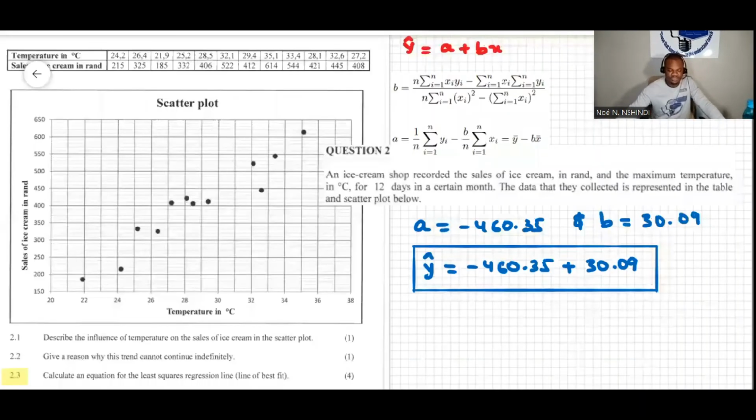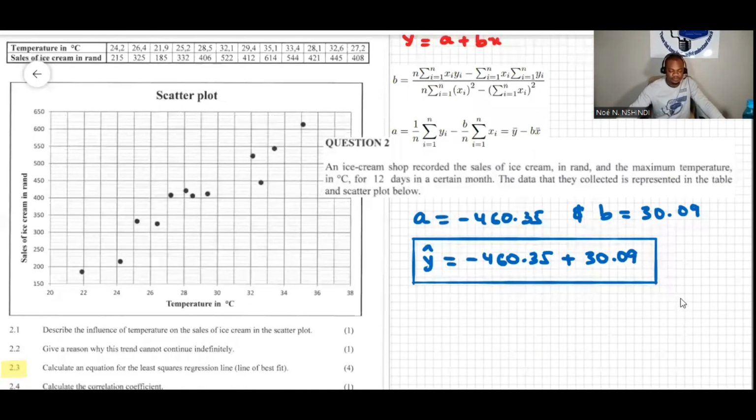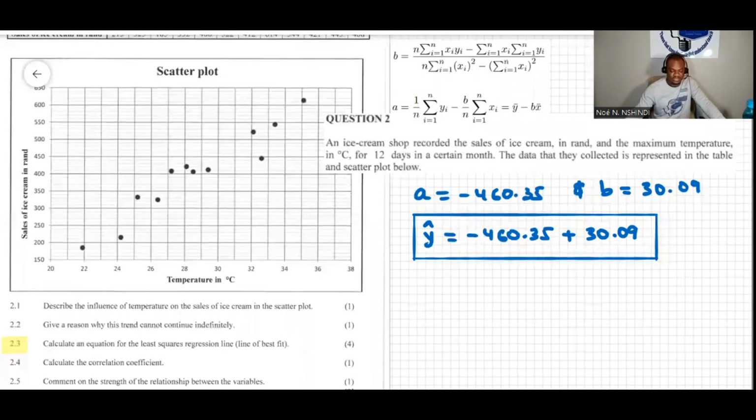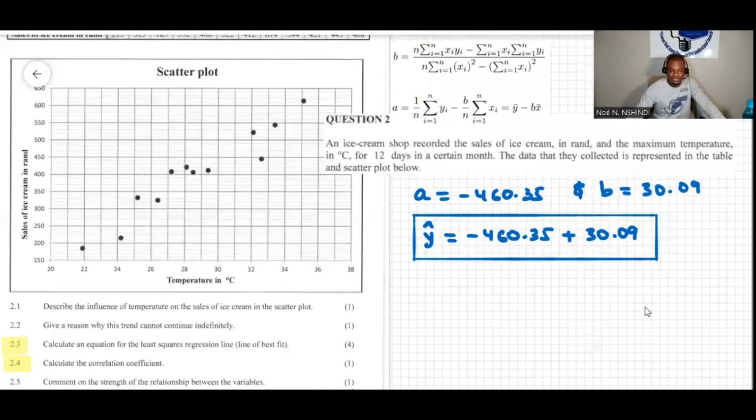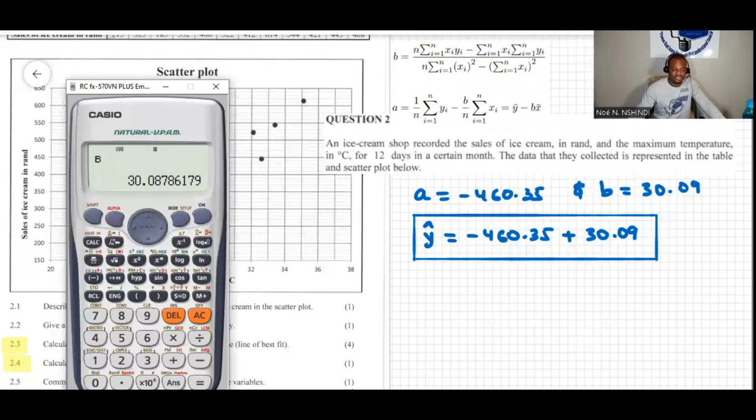Now question 2.4 says calculate the correlation coefficient. The same way we did with the calculator, again here I'm going to press AC, and then I press Shift, and then I press 1 for stats, and then I'm going to go by number 5 there, regression. I hit the 5, and then the correlation coefficient is r. It is here by number 3 there. So we can just press 3 over here and then press equal.